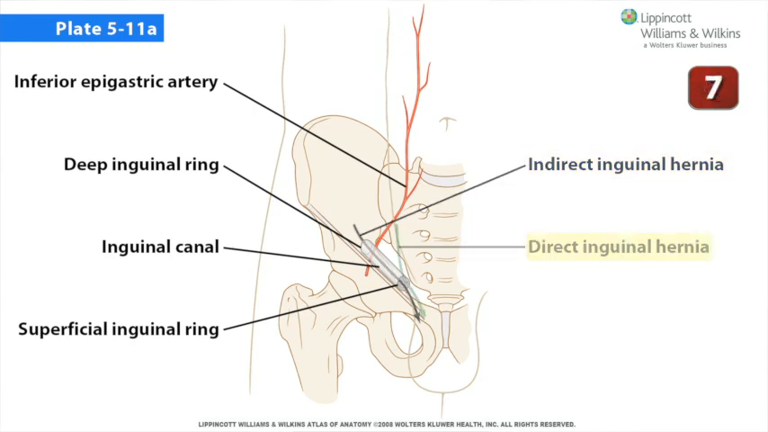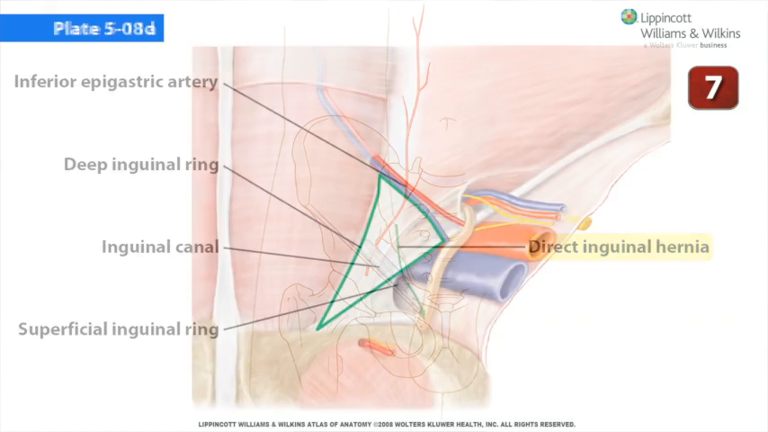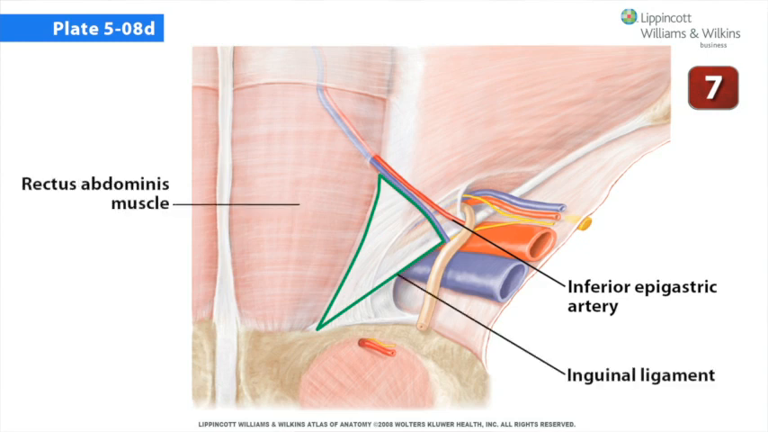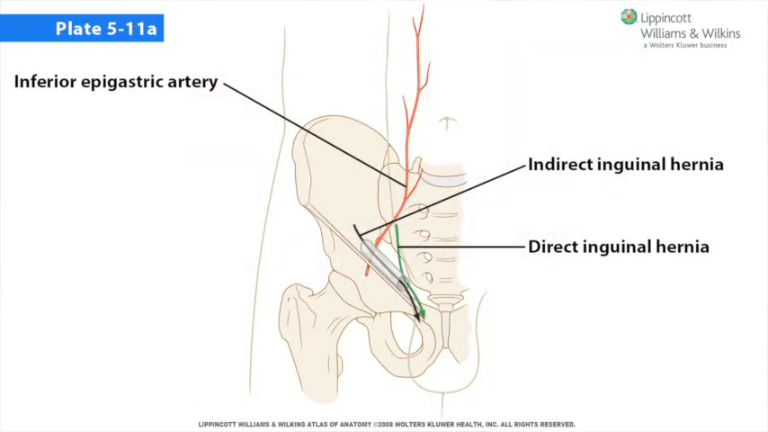Now, on the other hand, a direct inguinal hernia does not pass through the deep inguinal ring into the inguinal canal, but instead it most commonly protrudes through an area of the abdominal wall known as Hesselbach's triangle, which is bordered by the inferior epigastric vessels laterally, and the lateral edge of the rectus abdominis muscle medially, and then the inguinal ligament inferiorly. So this is how inguinal hernias are named. They either go directly through the abdominal wall or they go indirectly through the inguinal canal.